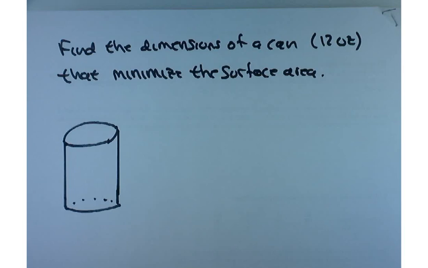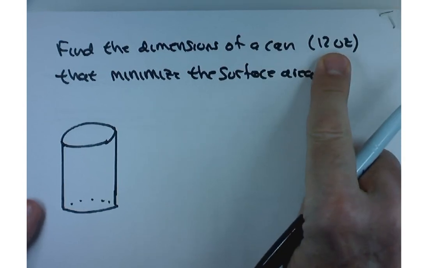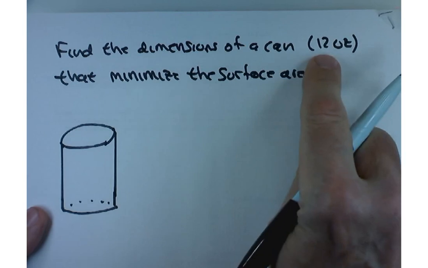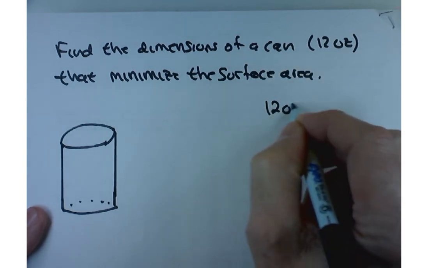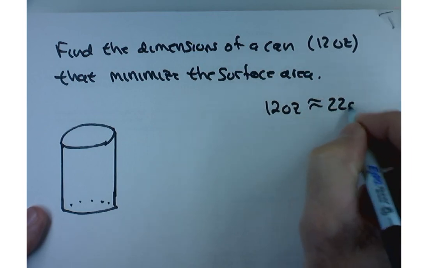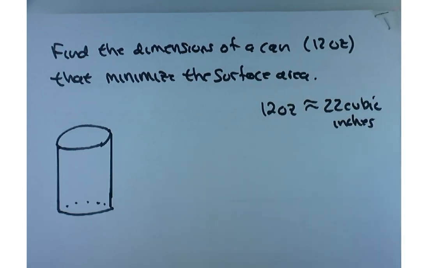So suppose you want to build a better pop can, one that minimizes the amount of material that you're going to use to construct that can. Now we want it to contain 12 ounces. That turns out to be, if you leave a little space for air at the top, the 12 fluid ounces is about 22 cubic inches. So that's kind of the constraint on this.